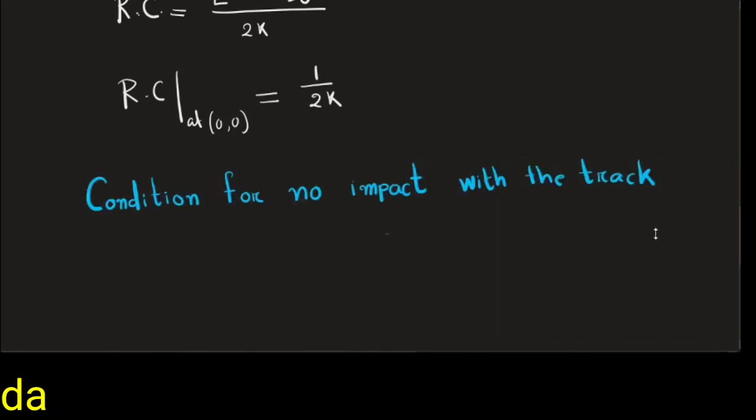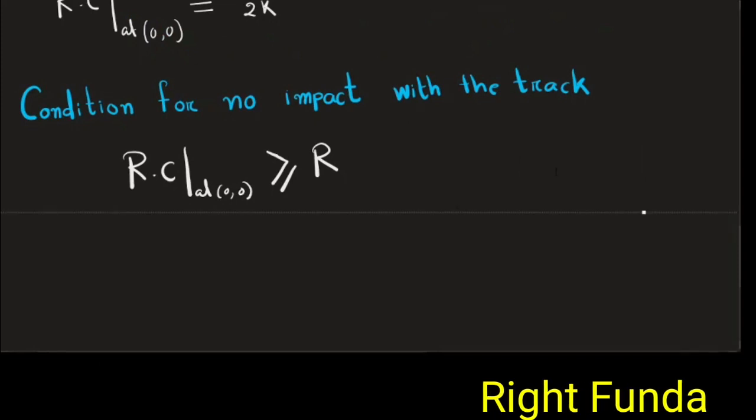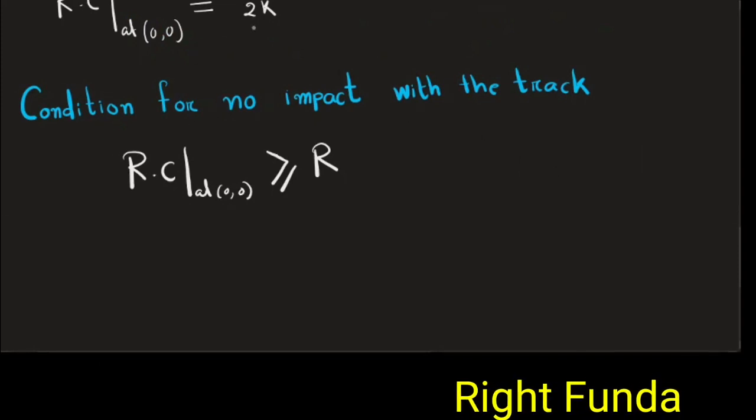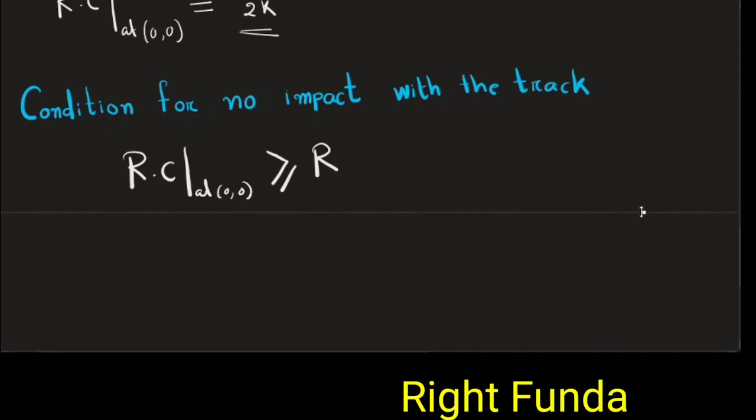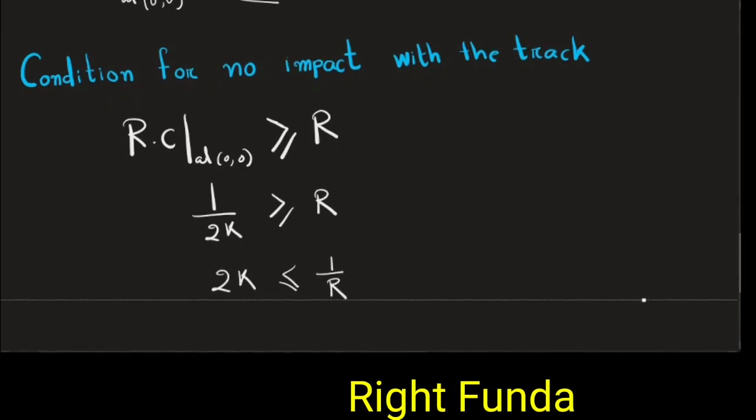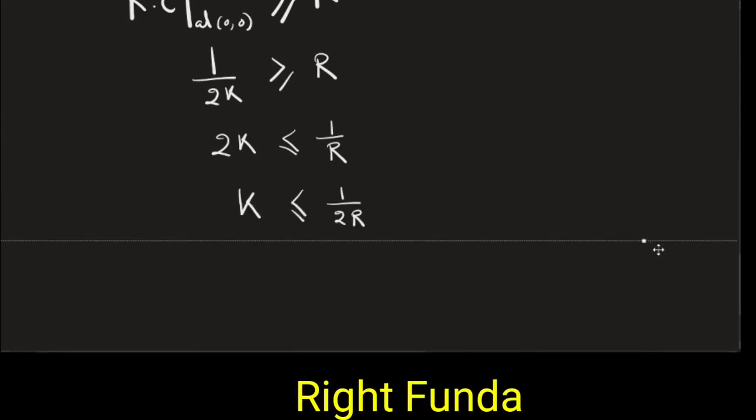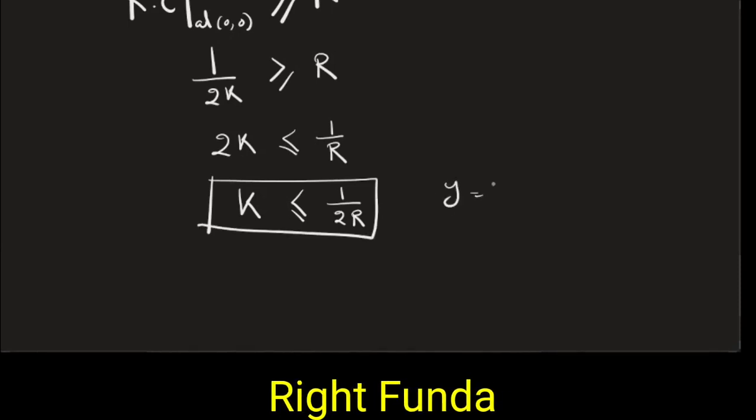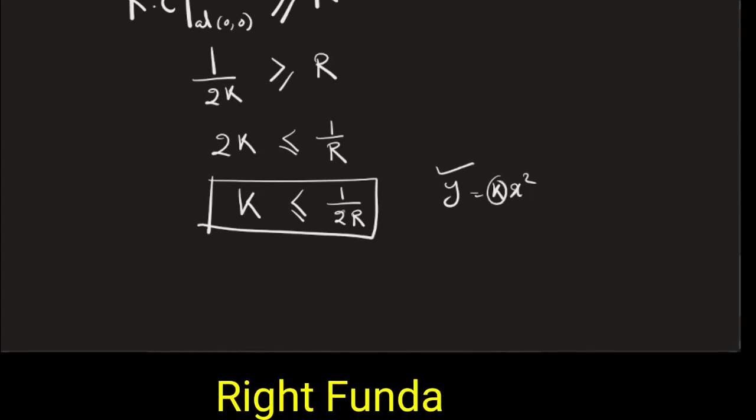According to the concept we built up, the condition for no impact with the track is that the radius of curvature at the bottommost point should be greater than or equal to the radius of the cylinder. So substituting 1 by 2k, we get 1 by 2k should be greater than or equal to r, or 2k should be less than or equal to 1 by r, or k should be less than or equal to 1 by 2r. This is the condition in the equation y equal to kx square: the k value should be at most 1 by 2r.